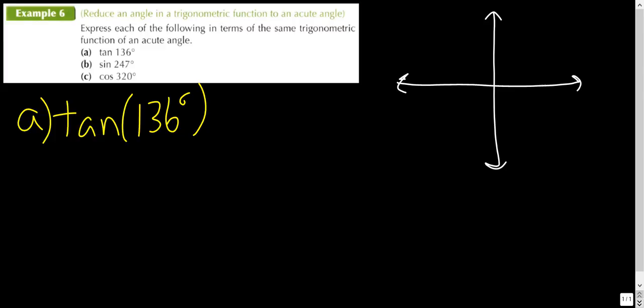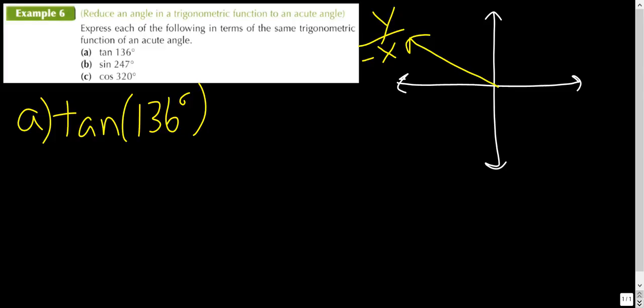So let's think about 136 degrees. That would be in the second quadrant over here. Think about what makes tangent. Tangent is made by both its y value and its x value. Well, the x value in the second quadrant is negative. So how do I relate that to something that's over in the first quadrant?